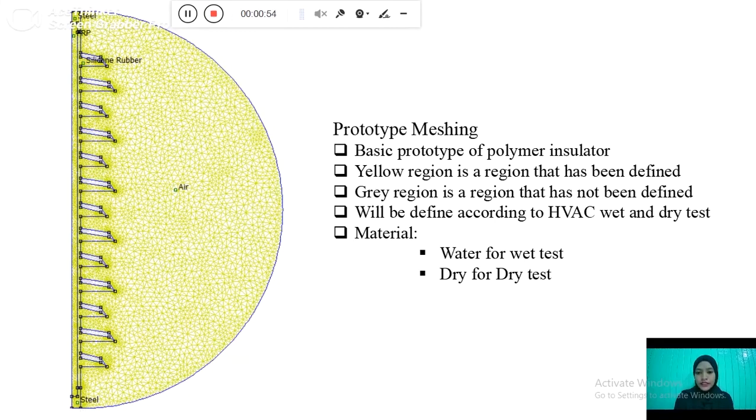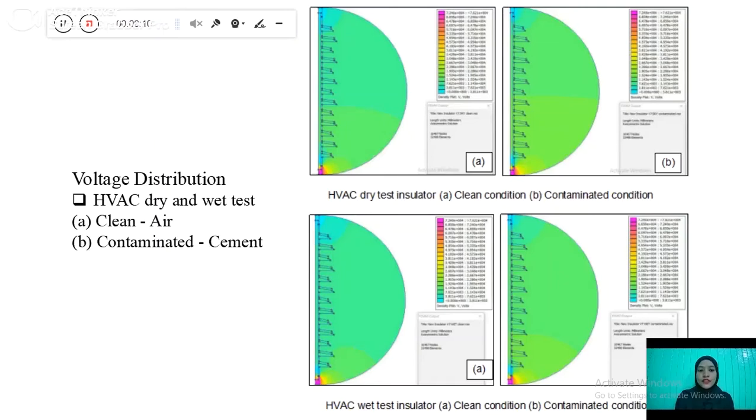Each of these materials also has its own relative permittivity, which is 80.4 for water and 1.000536 for the dry material. Next is voltage distribution. So this is the result of voltage distribution for the simulation.